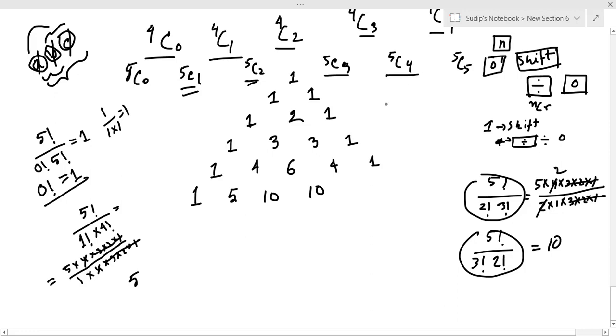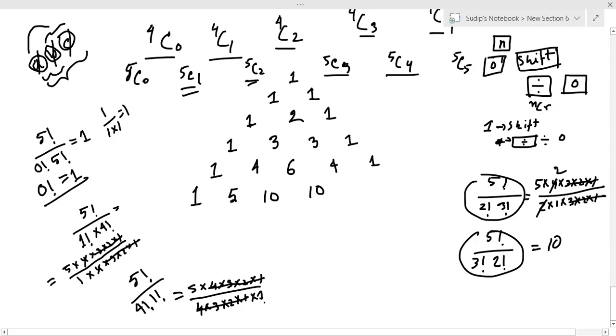and 5C4 means 5 factorial divided by 4 factorial, 5 minus 4 is equal to 1 factorial, which is equal to 5 into 4 into 3 into 2 into 1 divided by 4 into 3 into 2 into 1 into 1 factorial. Then 4 3 2 1, 4 3 2 1 is cancelled. 1 factorial means 1, that is 1.